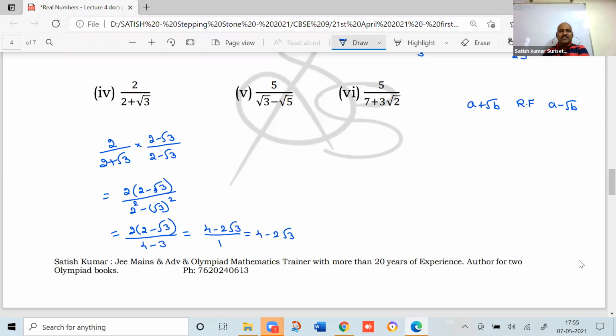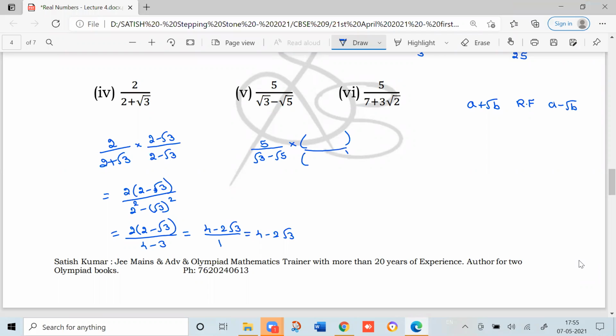Now, have you understood all of this? Yes, sir. Okay. Now tell me how to do the fifth one. 5 upon root 3 minus root 5. What is the rationalizing factor I should take here? How much should I multiply? Root 3 plus root 5. Very good. So root 3 plus root 5 is the rationalizing factor. So multiply and divide.